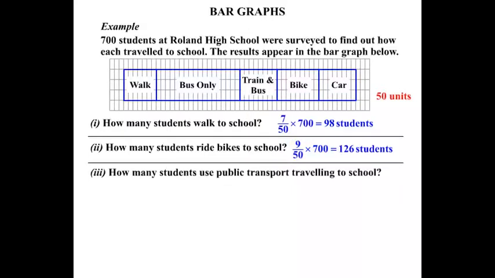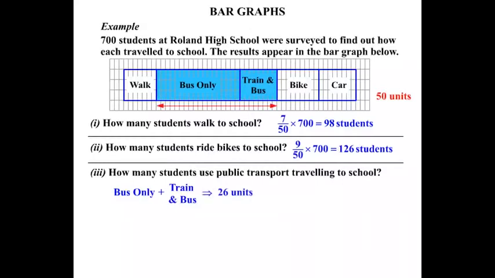Now, how many students use public transport travelling to school? Well, that's a combination of the bus and the train and bus. So some people catch the bus only, others catch train and bus. So the bus only plus the train and bus, we measure that. We find there are 26 units across. So 26 out of the total of 50. So 26 on 50, a little more than a half, isn't it? So we then multiply by the 700 students. And when we do that calculation, we get 364 students.